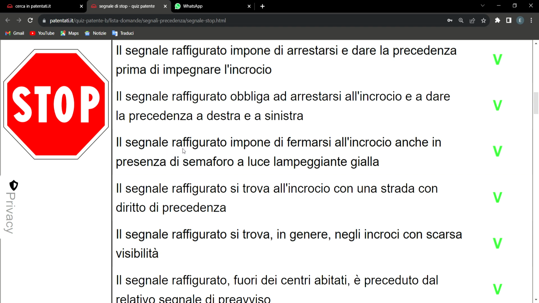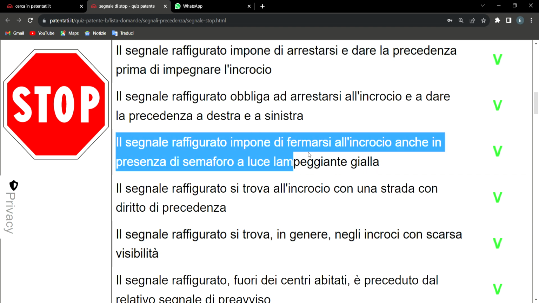And again it says: il segnale raffigurato impone di fermarsi all'incrocio anche in presenza del semaforo a luce lampeggiante gialla. So in some cases, you may find this sign in a junction with a yellow light. Maybe on some road where they are doing maintenance, in some cases they will not only place this sign there, but will also include a traffic light, which is a yellow light.